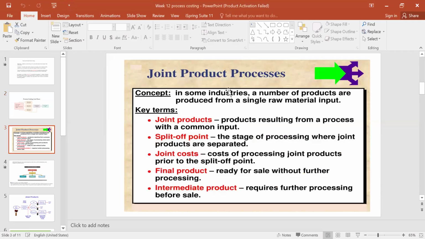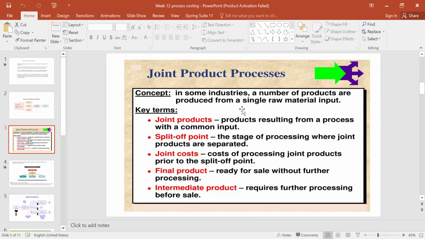There is another important technical term or keyword in joint product and process concept. In some industries, a number of products are produced from a single raw material input. When a product is produced, there are some steps to complete it. Step by step, the product is sent or shifted between departments until it is completely produced. This system is called the concept of process costing.